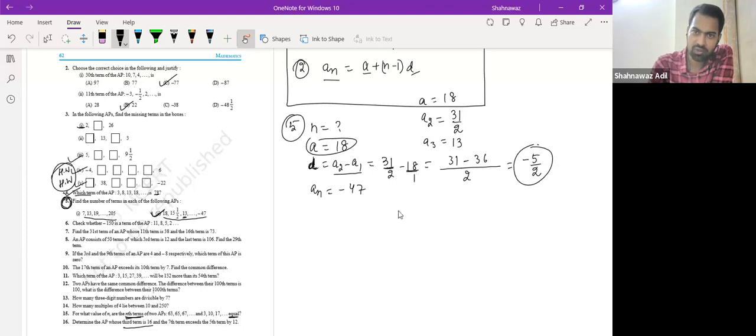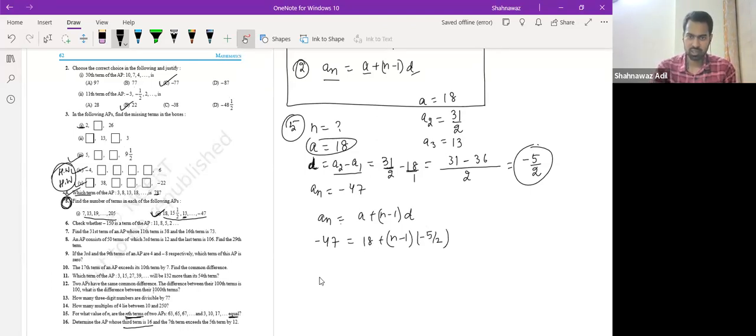So let's plug in all the values that we have. Let me write the formula first. So an equals a plus n minus 1 into d. So an is minus 47, which is equal to a, which is 18, plus n minus 1, and we have to calculate n, and d is minus 5 by 2. So this 18 goes to the left-hand side, and this becomes minus 18, and n minus 1 into minus 5 by 2. So this is how much? 47 plus 18 is minus 65.